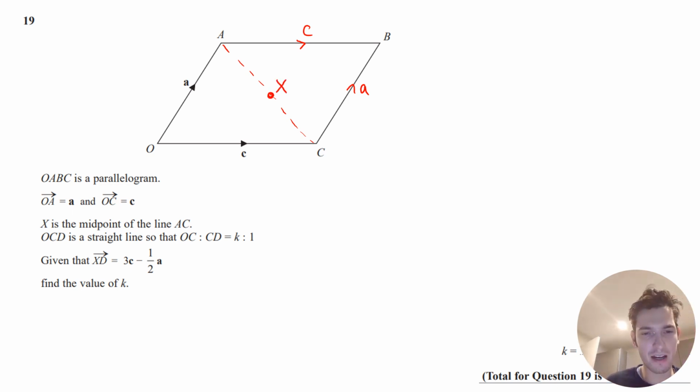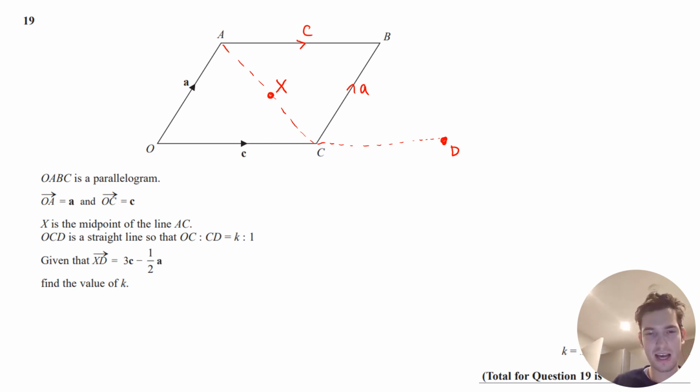OCD is a straight line such that OC to CD is K to 1. All right, so I got another point here that I need to put on, which is a point D. It's going to be somewhere along this straight line OCD, but I don't really know where. So let's just put it here for now. And I'm told that X to D is 3C minus a half A.